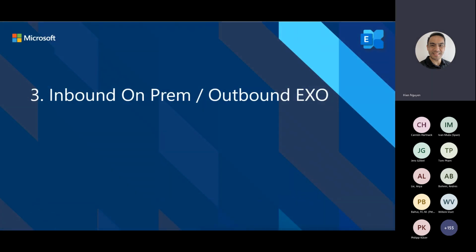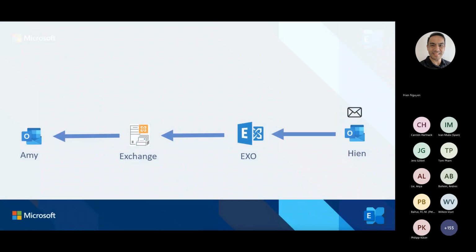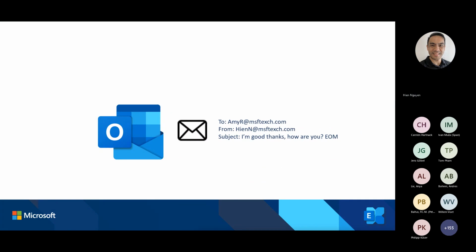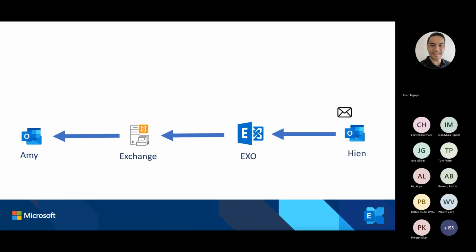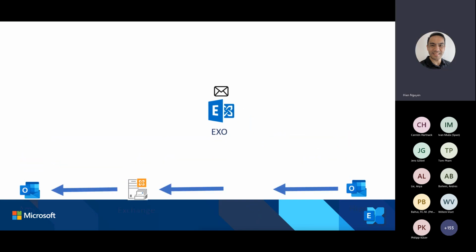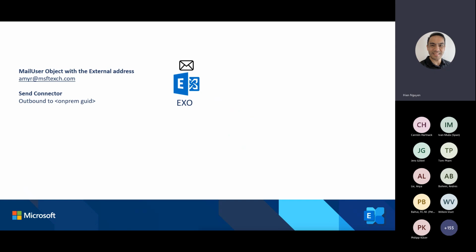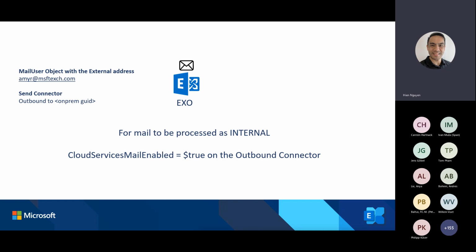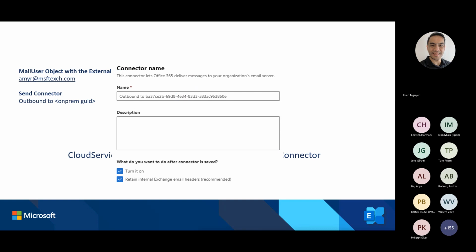Cool. So let's look at the other way now: inbound on-prem and outbound from EXO. So Hien replies to the mail: I'm good, thanks. How are you? It goes to EXO. Now, what's EXO going to do? EXO does a lookup of the mail user object with the external address, and then the send connector is selected outbound to on-prem. So for mail to be processed as internal, cloud services mail enabled needs to be true on the outbound connector. There's the tick box.